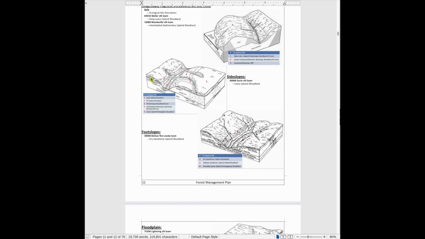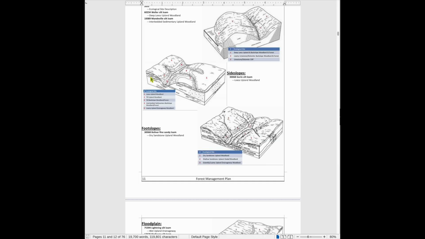But I put these in here to help the landowner start seeing how the soils are influencing the tree growth. So if we have trees up here, they're going to be on a different soil than what we might find down here, and that's going to affect the ecosystem. So this is just a system for plotting out the different ecosystems across the landscape. It's very handy. I rely on it extensively.